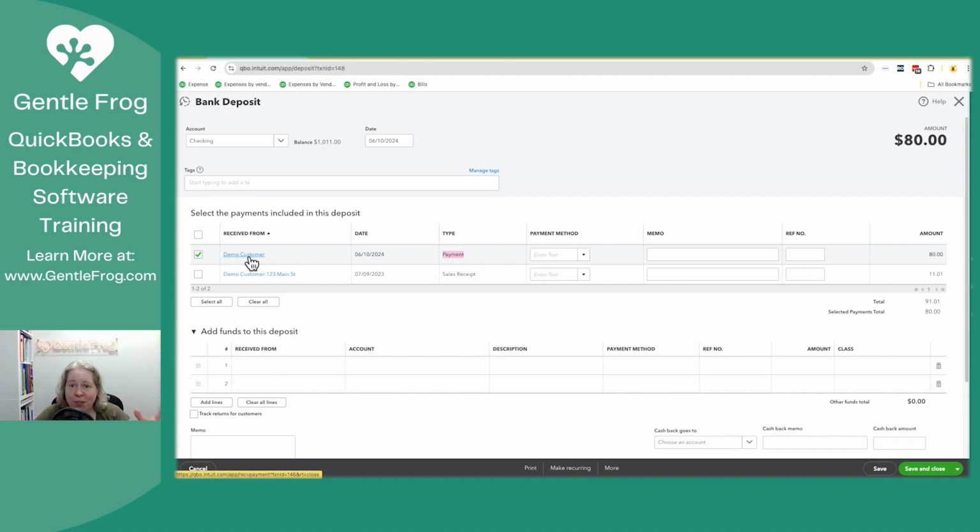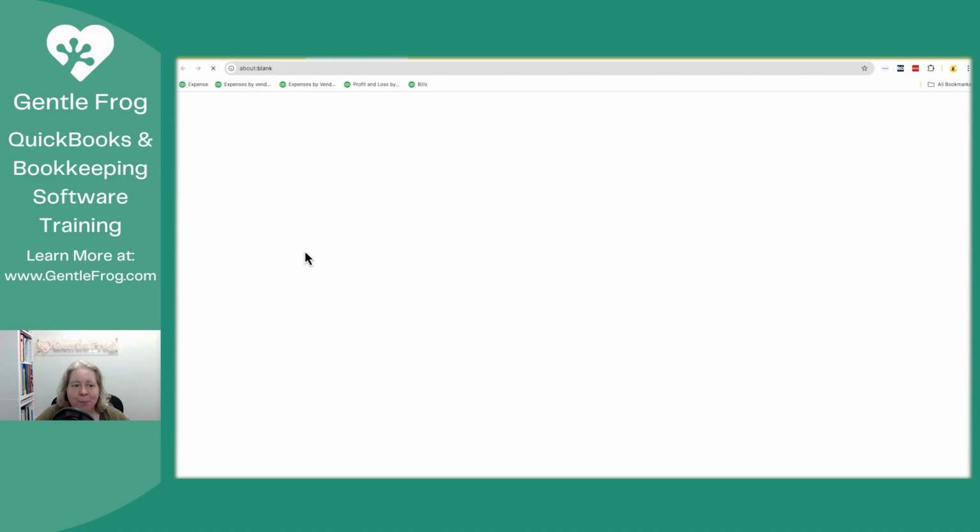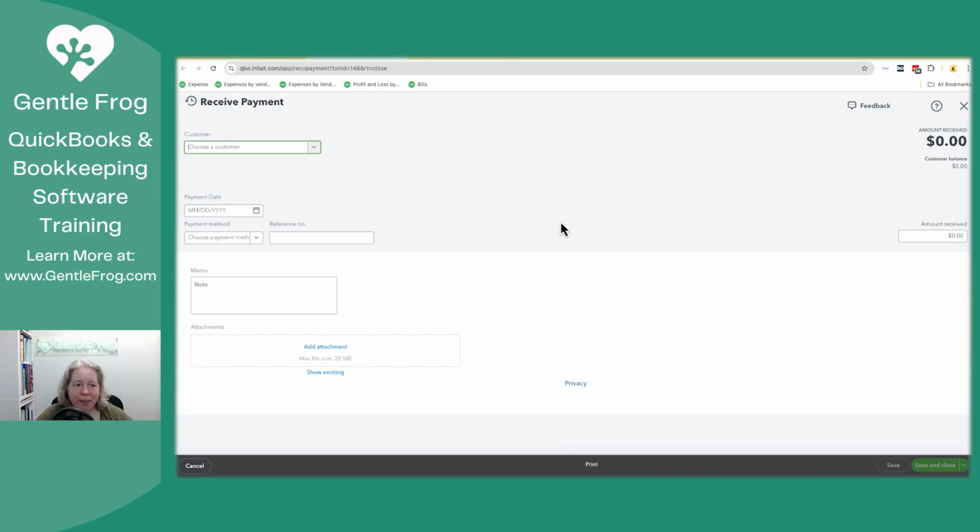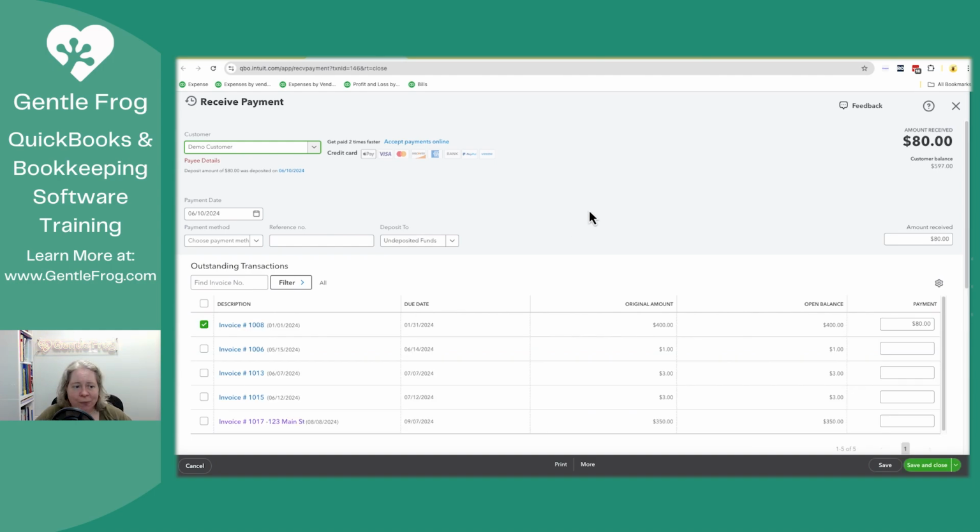If you want to go further back and see what's happening behind the scenes, like how did we get to this point, you can click on the blue hyperlink and it'll take you to this. It's going to open up the payment screen. So now what you know is that you have increased or debited undeposited funds, and you've decreased or credited accounts receivable. From this screen, QuickBooks only knows the money is going to undeposited funds. It doesn't know what's happening in the next step where it goes in the checking account.